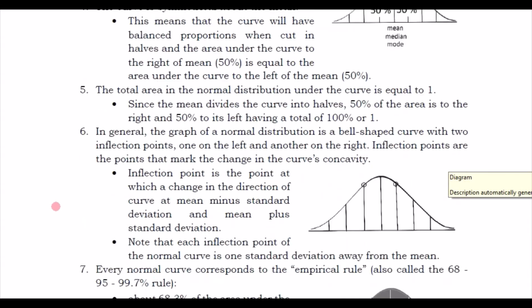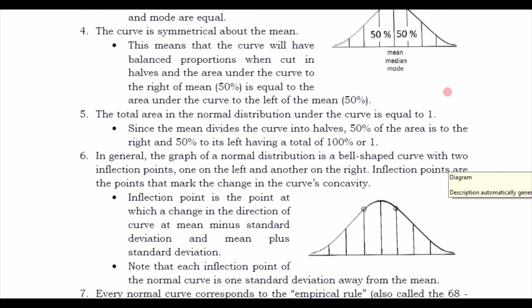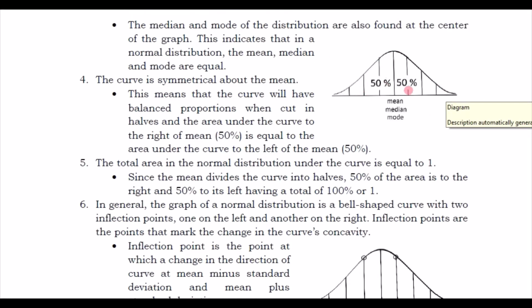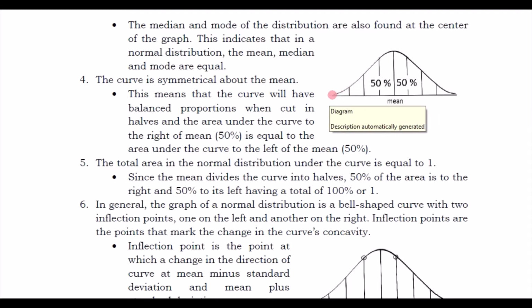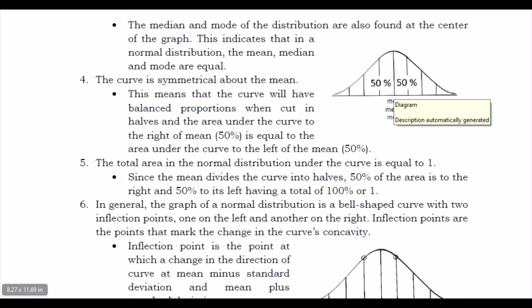Number 5. The total area in the normal distribution under the curve is equal to 1. Okay. So, syempre, 50% plus 50%, that is equal to 1. Okay? So, lahat daw, buong area, kahit itong nandito sa tail, kasama yan. Okay? That is equal to 1. Since the mean divides, yun nga, equal to 1. Divide 50 to 50, that is equal to 1.